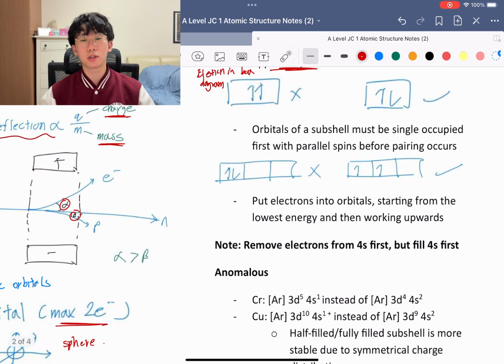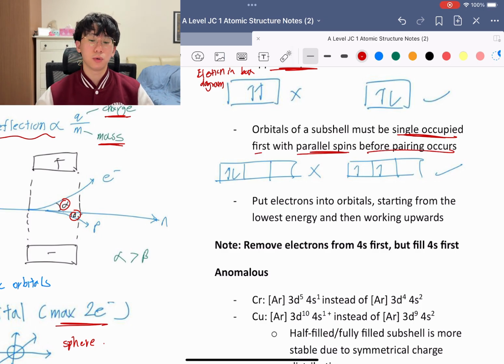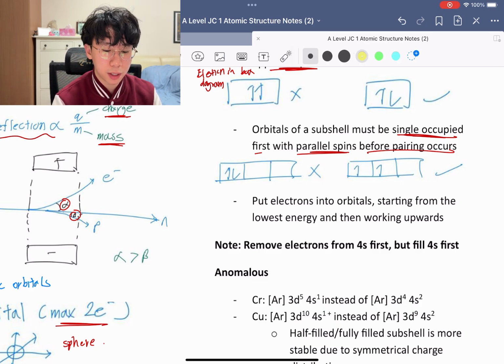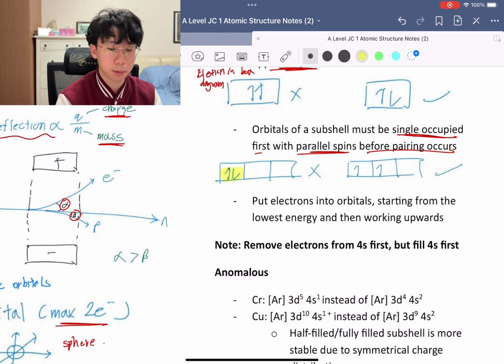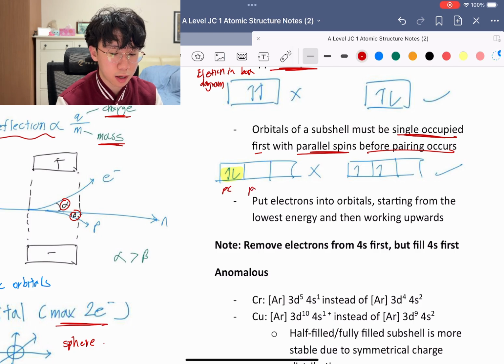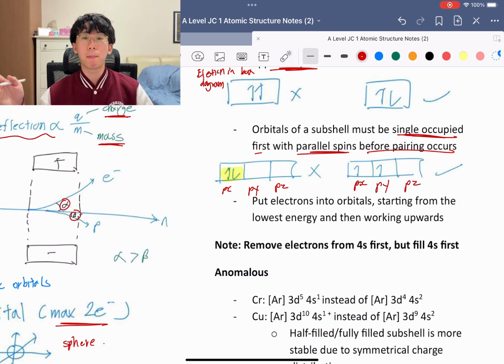Then next is orbitals of the subshell must be singly occupied first with parallel spins before pairing occurs. So if you look at the left, this is a classic example of a wrong 2p orbital that is filled, because I'm not filling all of the 3 boxes first, which represent the three p orbitals. For example, this is px, py, pz. So I have to first fill px, then fill py, then fill pz singly before pairing them up.